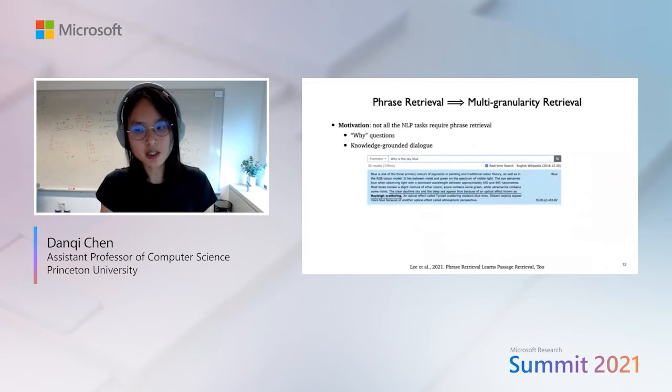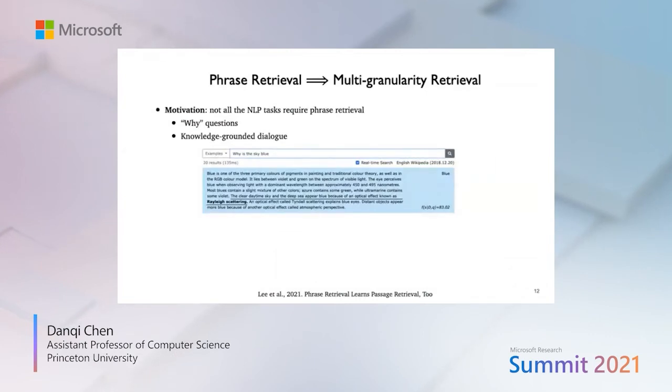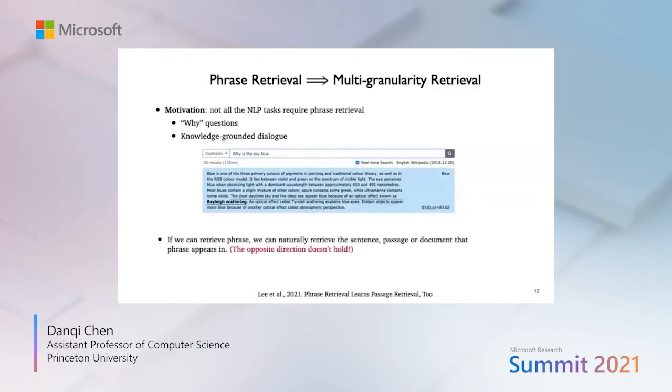So next, we ask the question: if we can do accurate phrase retrieval, can we use this as a basic building block for multi-granularity retrieval? The motivation here is very straightforward. Not all NLP tasks actually require phrase retrieval. For example, for a why question, why is the sky blue? We actually want the system to output a complete explanation sentence instead of a short phrase. So in our second paper, we build on a very simple intuition that since the phrase is the most fine-grained retrieval unit, if we can retrieve a phrase, we can naturally retrieve the sentence, passage, or document that this phrase appears in, but the opposite direction doesn't hold.